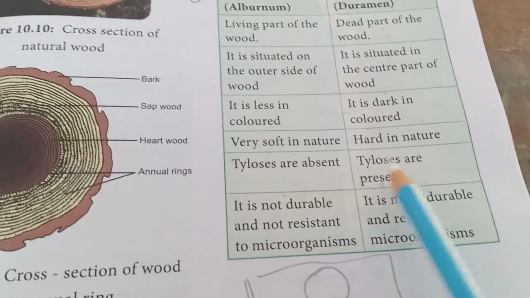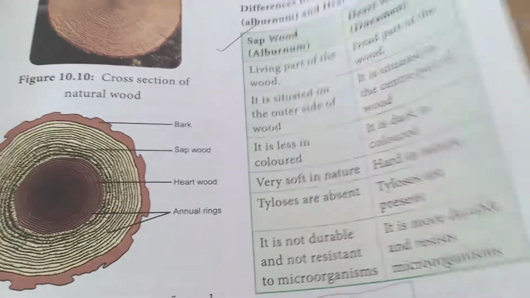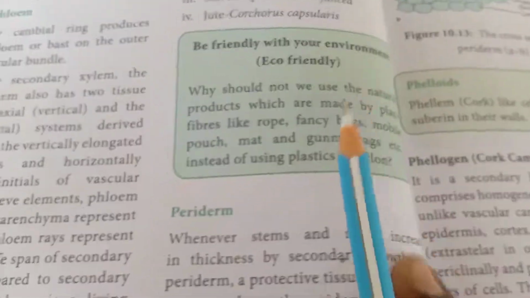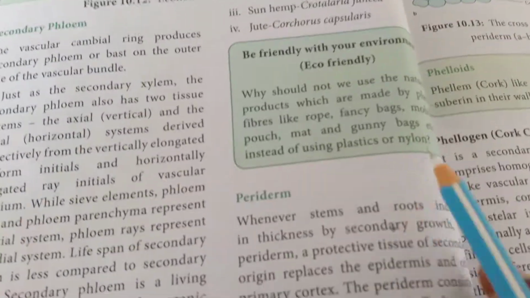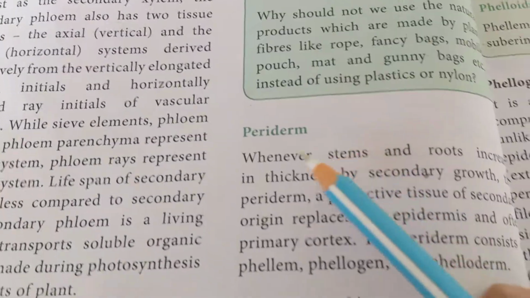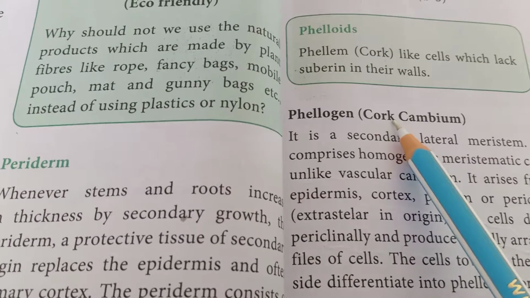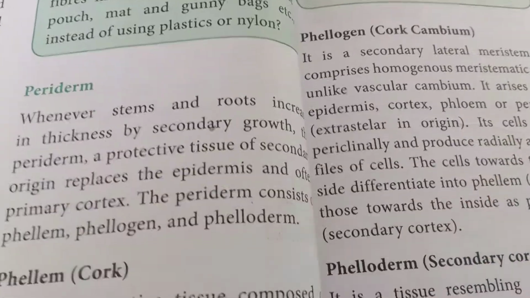Then you got the sapwood and heartwood. It is summarized in a tabular column here. So you can learn the difference between sapwood and heartwood. Then coming to the secondary phloem. Secondary phloem is divided into periderm, phellem and phellogen. Okay, periderm, phellem and phellogen is given there.